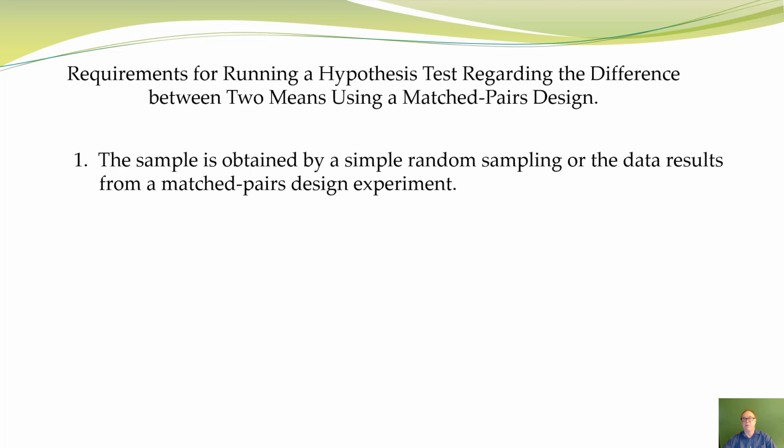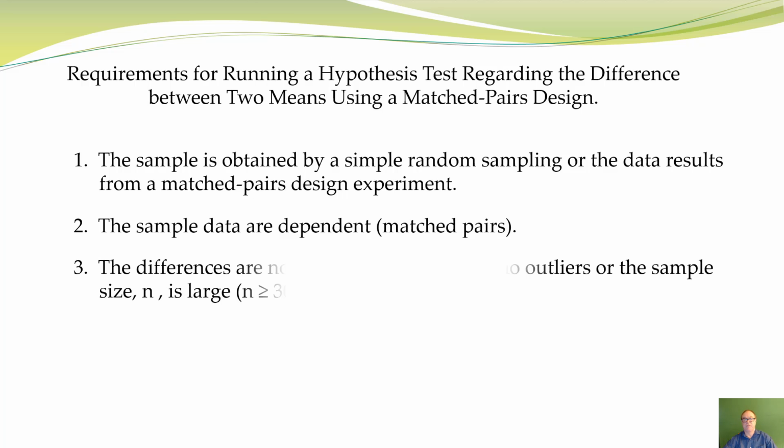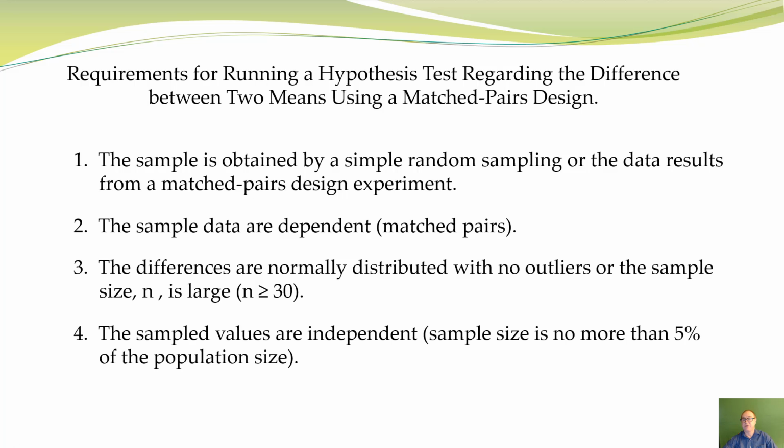First, the sample is obtained by simple random sampling or the data results from a matched pairs design experiment. The sample data are dependent, matched pairs. The differences are normally distributed with no outliers, or the sample size n is large, meaning n is greater than or equal to 30. The sampled values are independent.